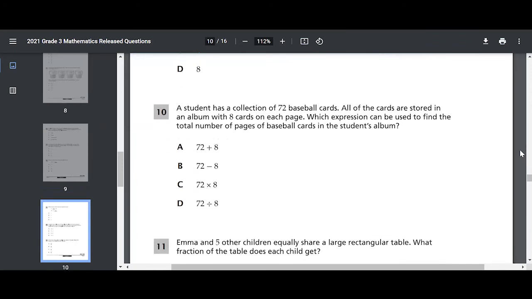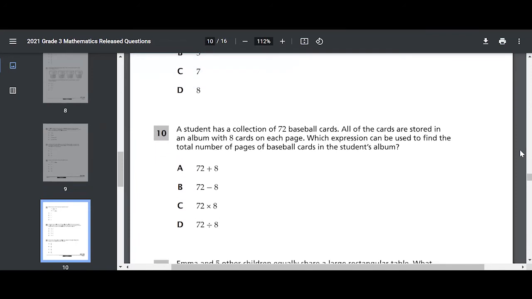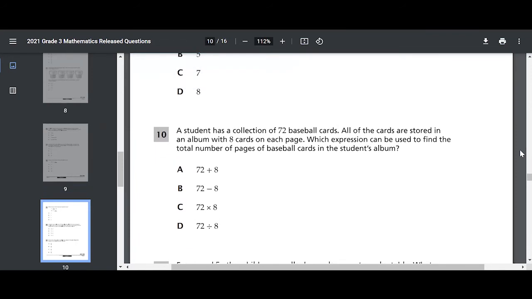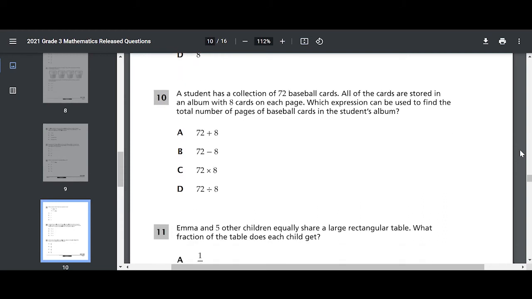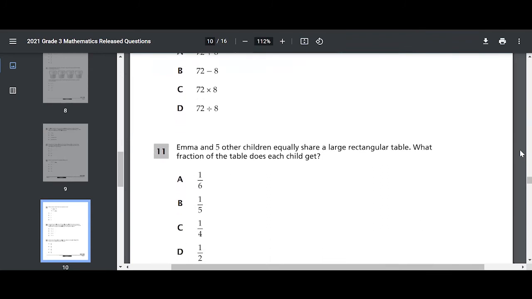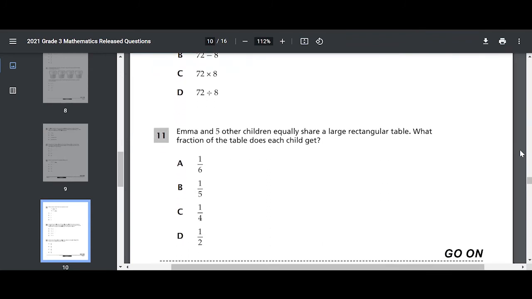Number 10. A student has a collection of 72 baseball cards. All of the cards are stored in an album with 8 cards on each page. Which expression can be used to find the total number of pages of baseball cards in the student's album? Number 11. Emma and 5 other children equally share a large rectangular table. What fraction of the table does each child get?